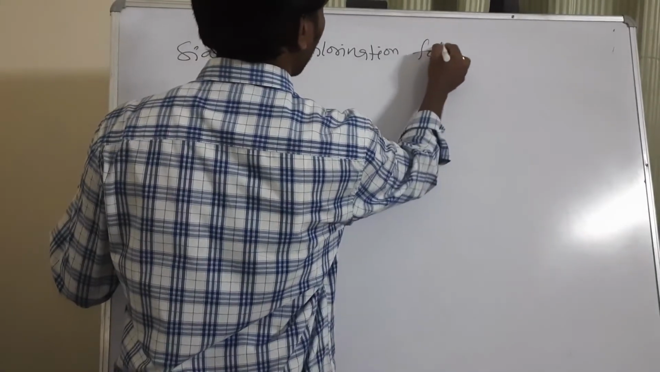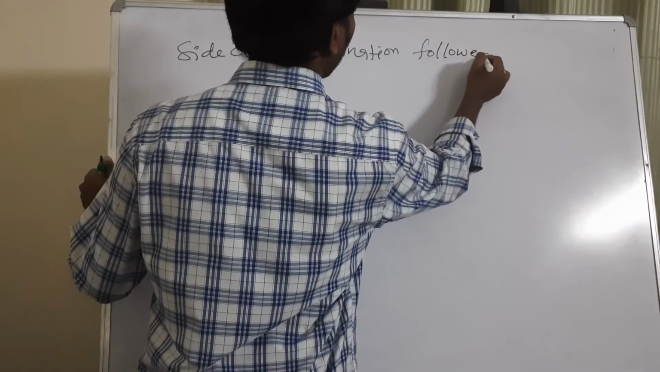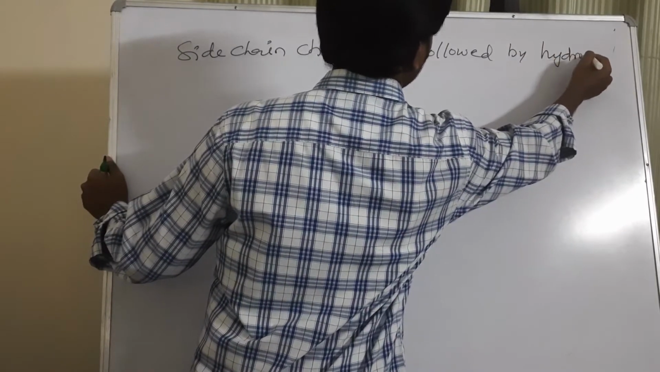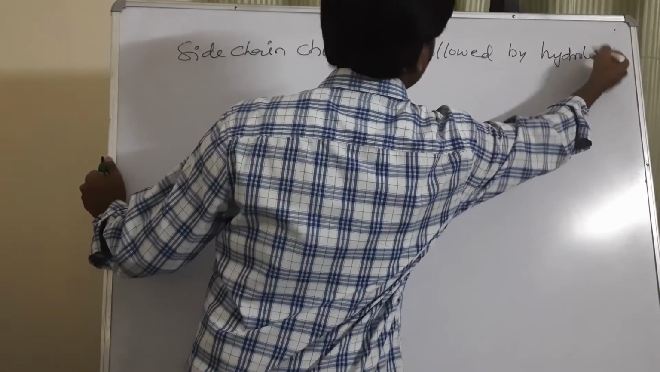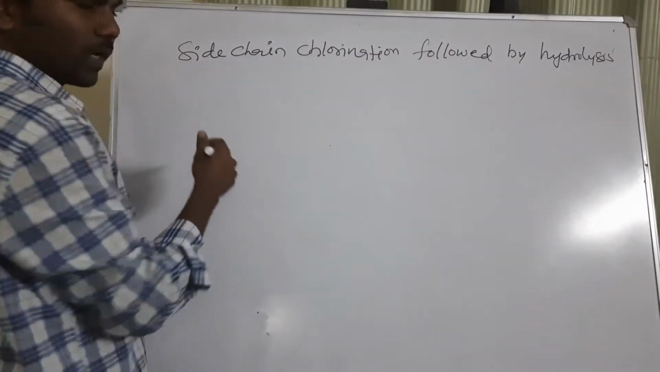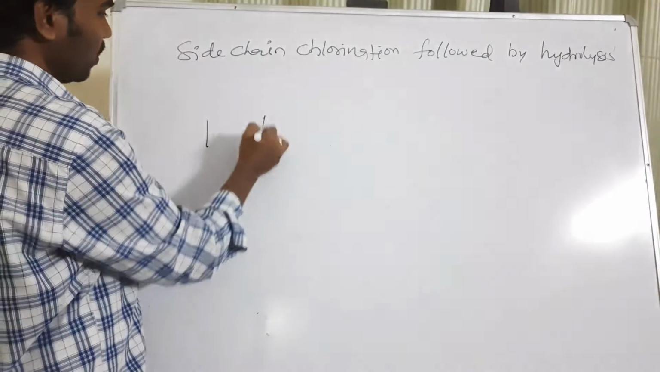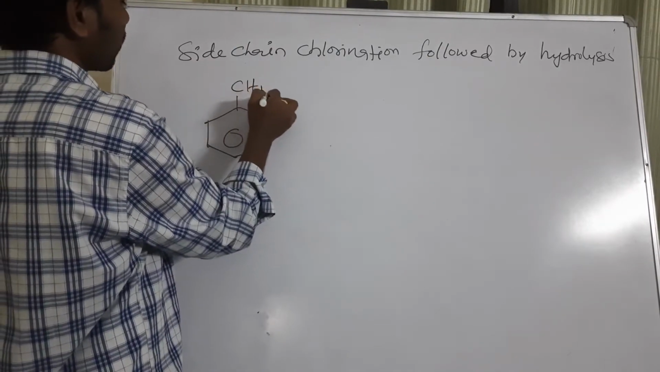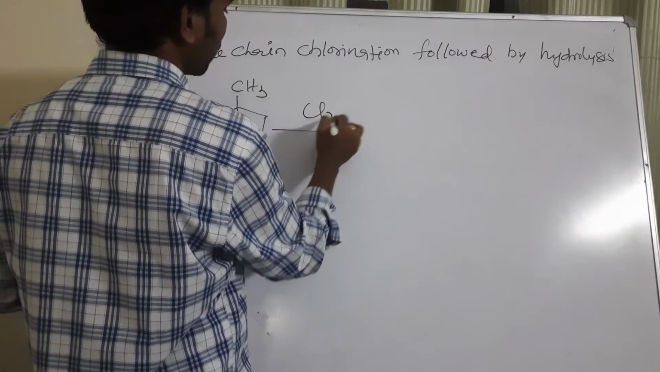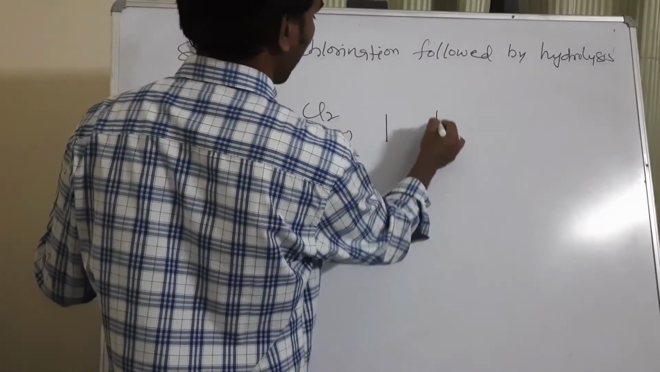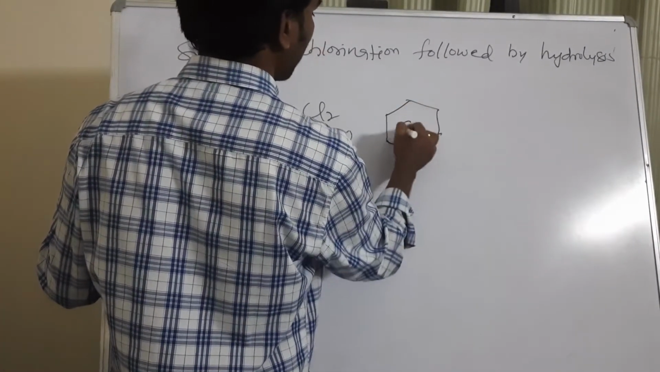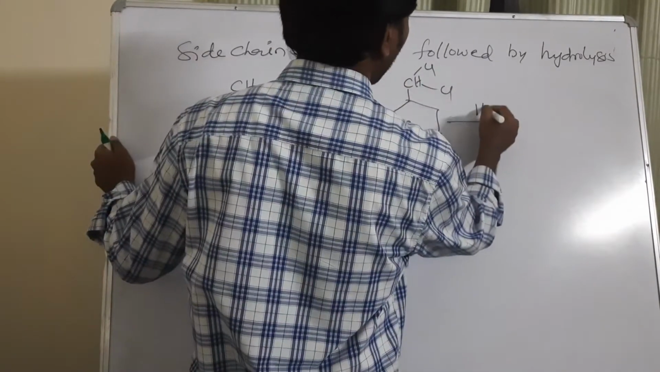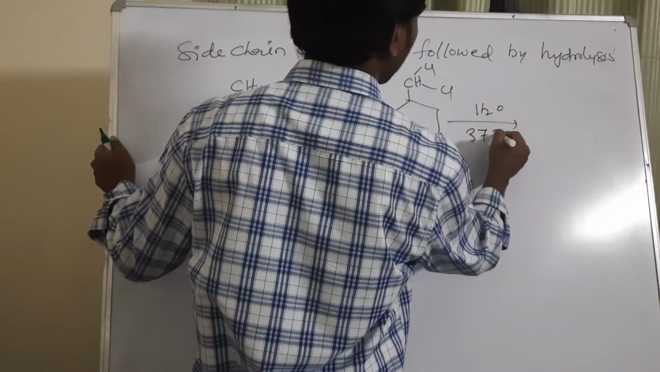This is the speciality of side chain chlorination followed by hydrolysis, right? So here also we are going to prepare aromatic aldehyde. So for example I am taking like this, so this is toluene. So this toluene, when reacting with chlorine in presence of sunlight, will form this type of compound. So CHCl2 will come and react with water, hydrolysis at 373 Kelvin.